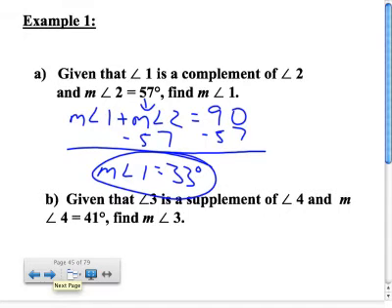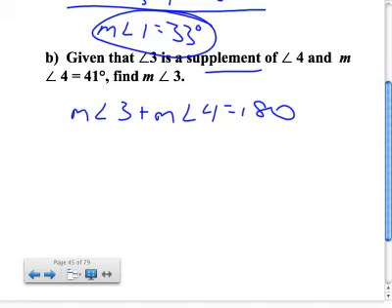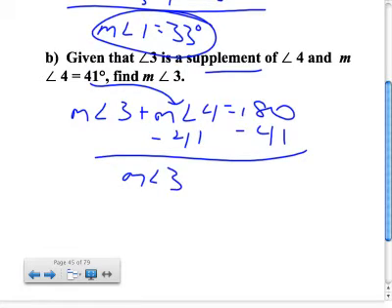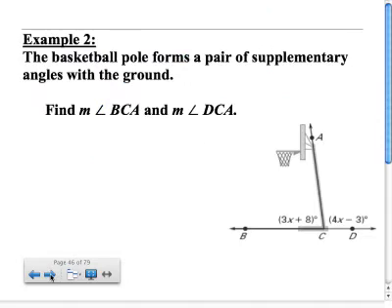Okay. Part B, same idea, except now since it's supplement, we're going to be talking about 180. All right, so it says given that angle 3 is a supplement of angle 4, and so on. So again, angle 3 plus angle 4 is 180. We know angle 4, so we subtract 41 from both sides, and we end up at angle 3 has to be 139 degrees. Okay, again, I don't think there's anything too unique there.